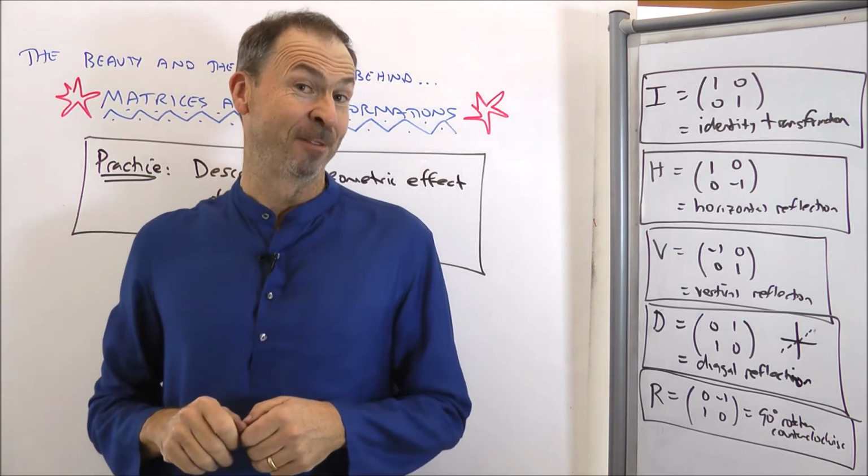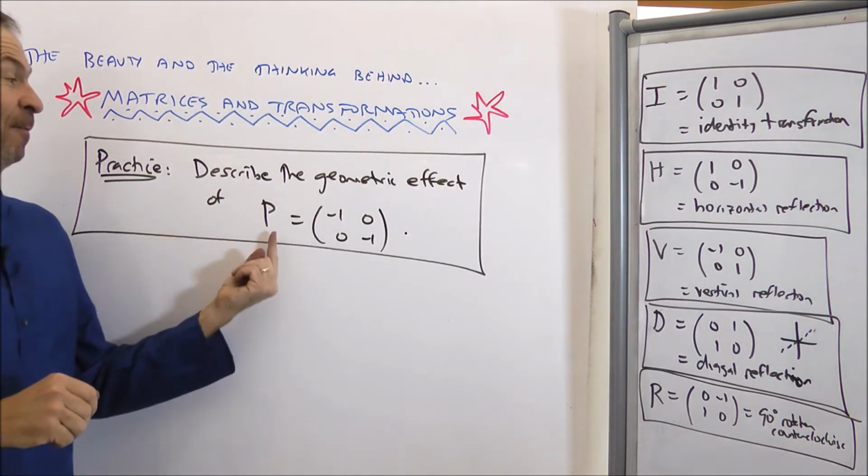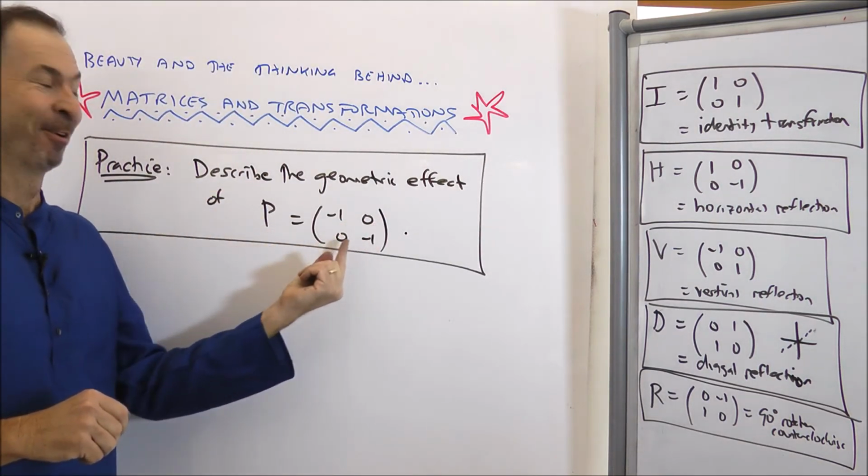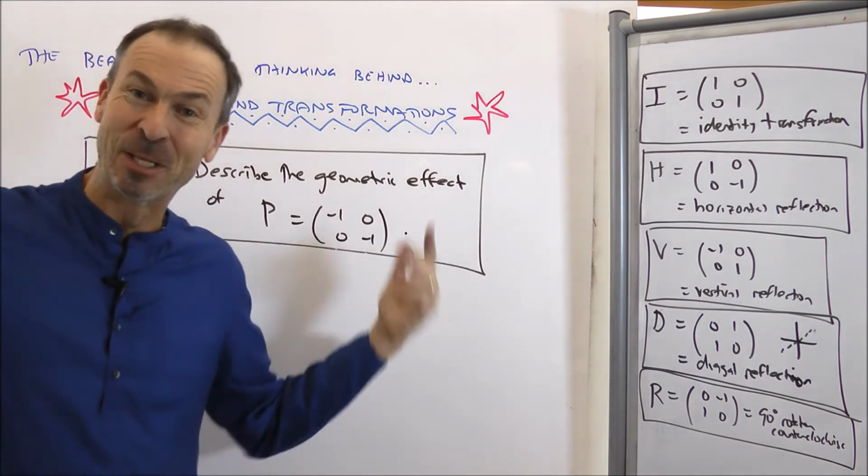Okay, a little practice question for you. Describe the geometric effect of this matrix, P, negative 1, 0, 0, negative 1. What's that doing to points in the plane?